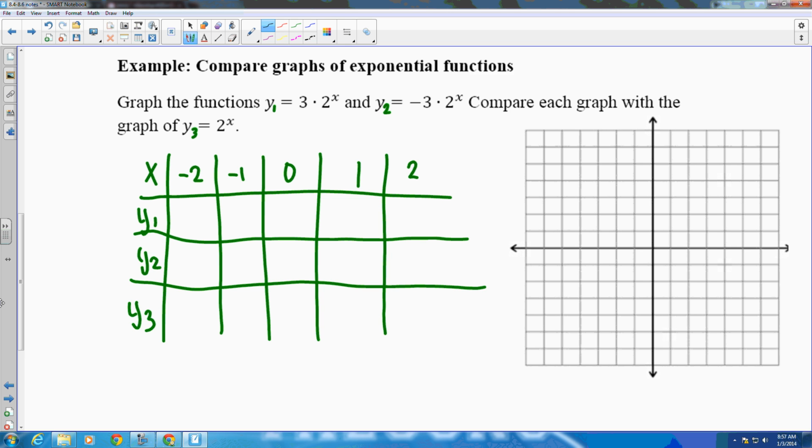So y1 will give us 3/4, 3/2, 3, 6, and 12. I'm just figuring what those are ahead of time to save us a little bit of time. So at -2, it's 3/4. Oh, -1 is 1.5. 0, 3, 1, 6. And I don't have 12, so I'm going to just stop there.